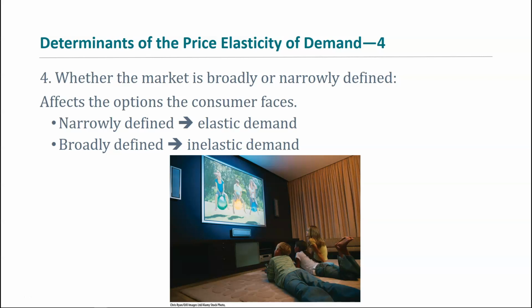The picture here is of a television. So if we said Samsung TVs increased in price, then you're going to have much more elastic demand because you'll go buy an LG TV, right? You go buy a different type of TV. Whereas if we said all TVs increased in price, your demand is not going to change as much. You'll have much more inelastic demand when it's the more broadly defined market that is changing.